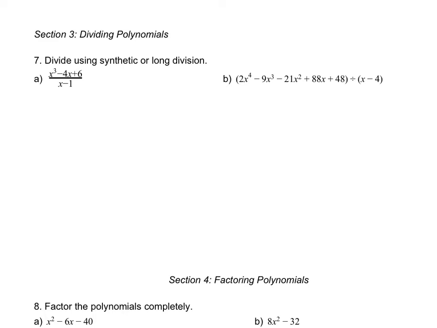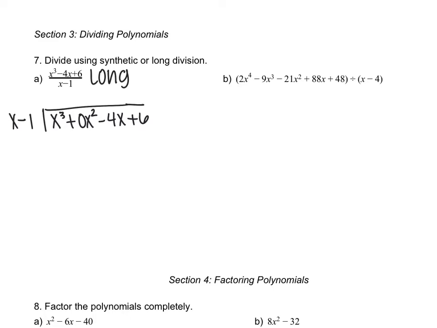So our first example is x cubed minus 4x plus 6 divided by x minus 1. And this is the example I'm going to do with long division because it's a shorter polynomial. So when we set up long division, what we're dividing by goes on the outside, what we're dividing goes underneath. Now, because I'm missing my x squared term, I want to account for that by putting a 0x squared. And then minus 4x plus 6.